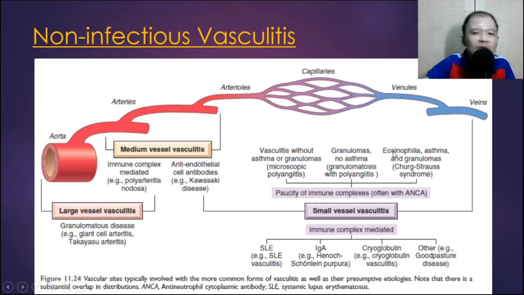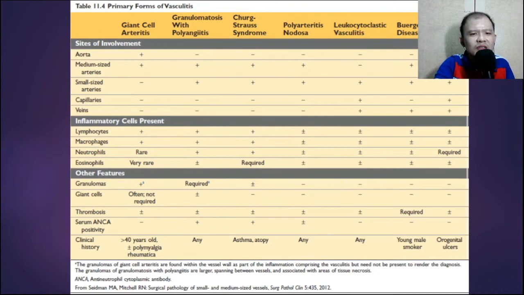So I'm teaching you the important hallmarks in the following vasculitides, because in the following slides you might be confused. So I'm highlighting already. You can read on this. Take note of the clinical history.